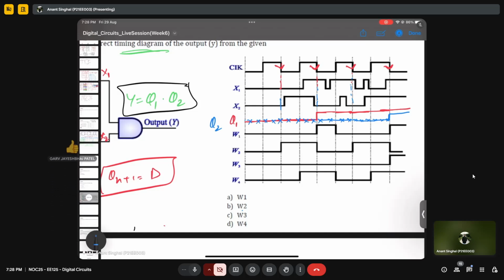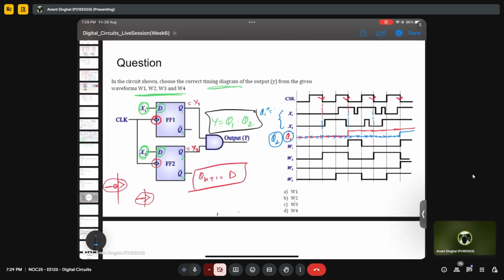Not clear, sir. Sorry? Not clear. X2 is not clear, you are saying? How X1 and X2 are having... X1 and X2 are given in the question. We are trying to find Q1 and Q2. So Q1 plus is equal to D, right? And D here, you can see, is X1.